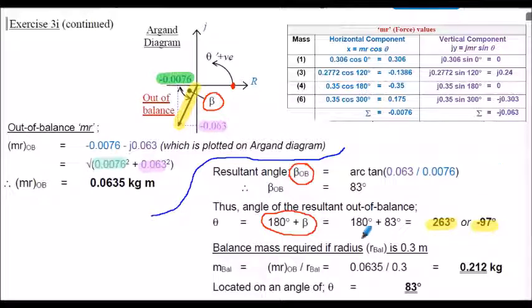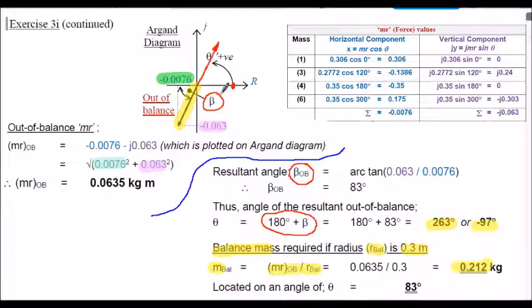And then to work out the actual balance mass required, because that's what the question wants you to find here, you've got the balance radius of 0.3 meters. You can go back to our equation, M balance is equal to the MR out of balance divided by the radius of the balance mass. And you can evaluate that. I get 0.212 kilograms. The balance mass has to be in this orientation.